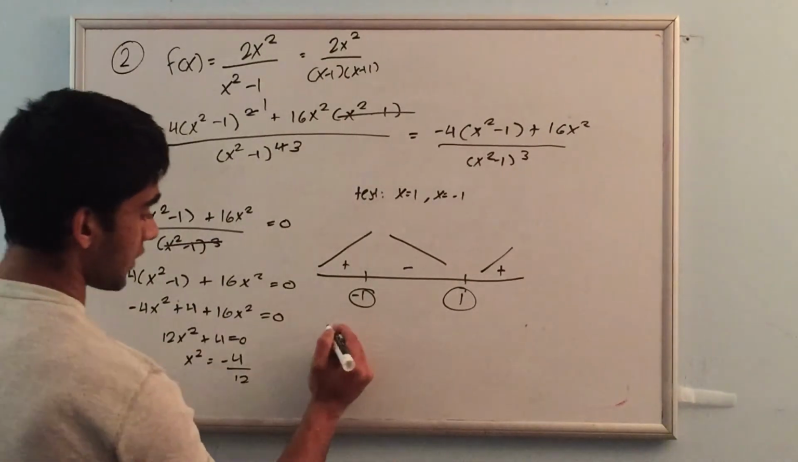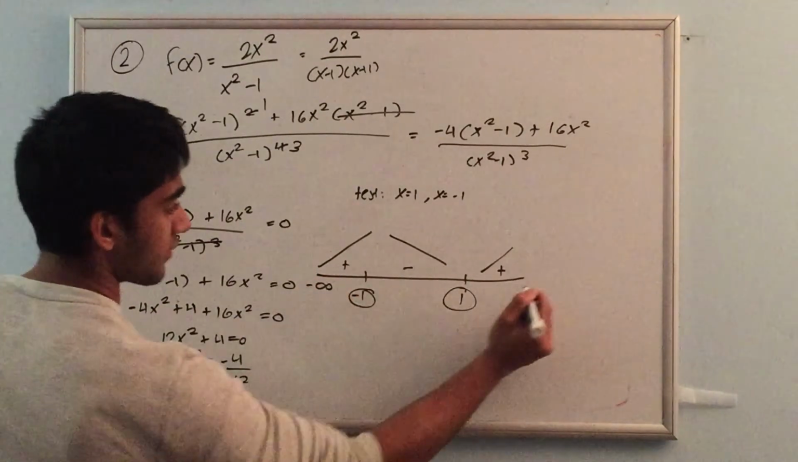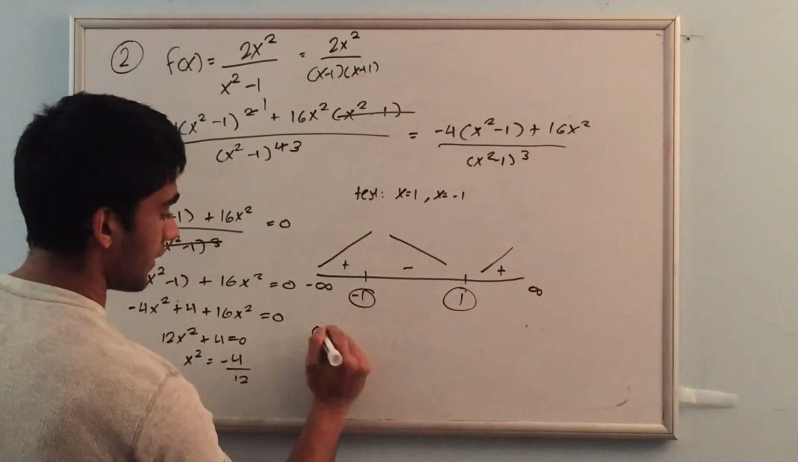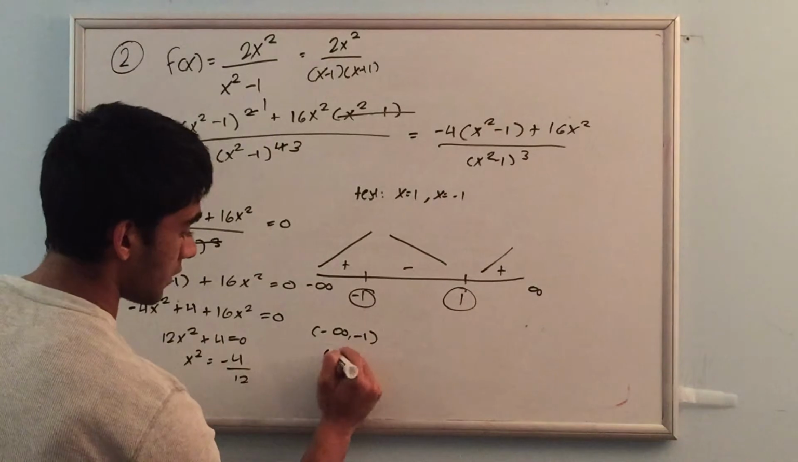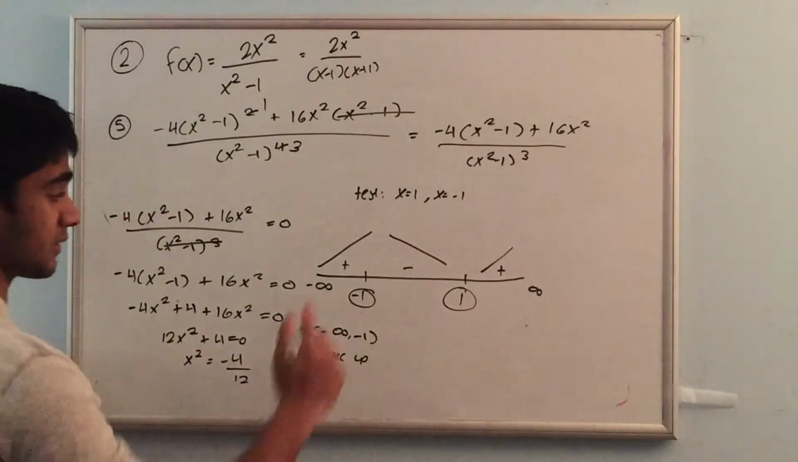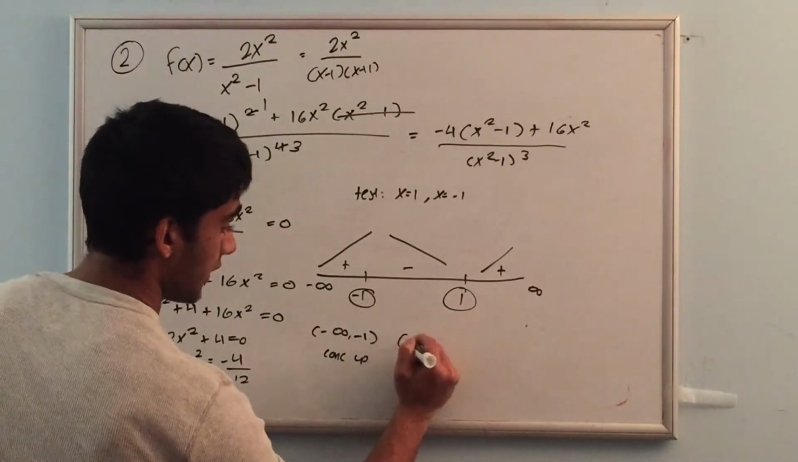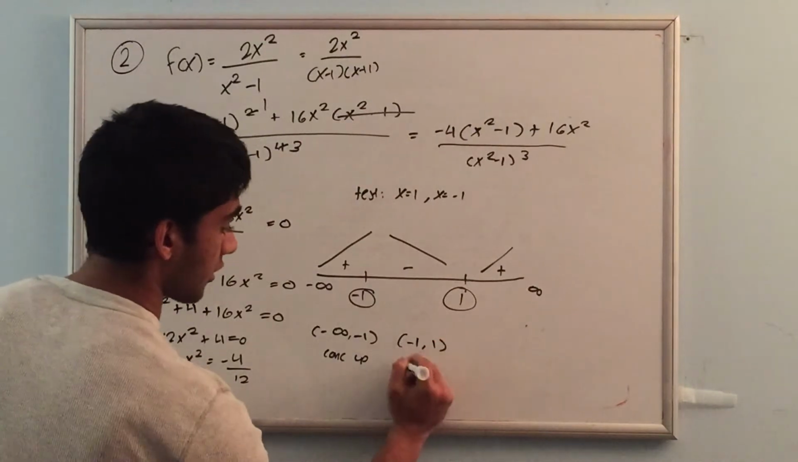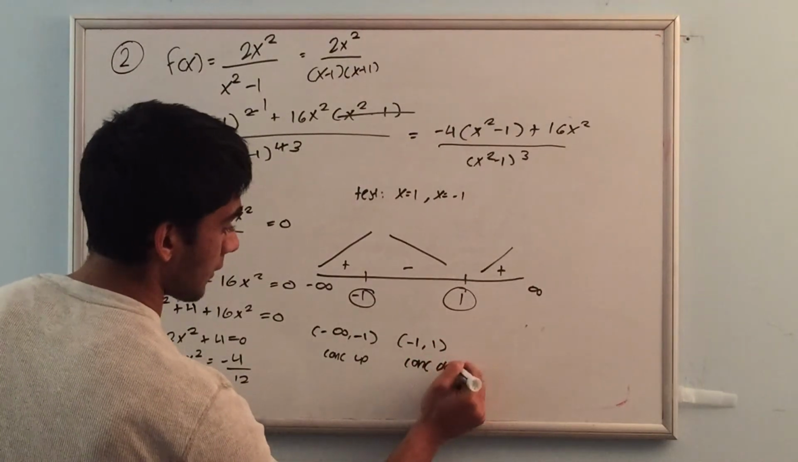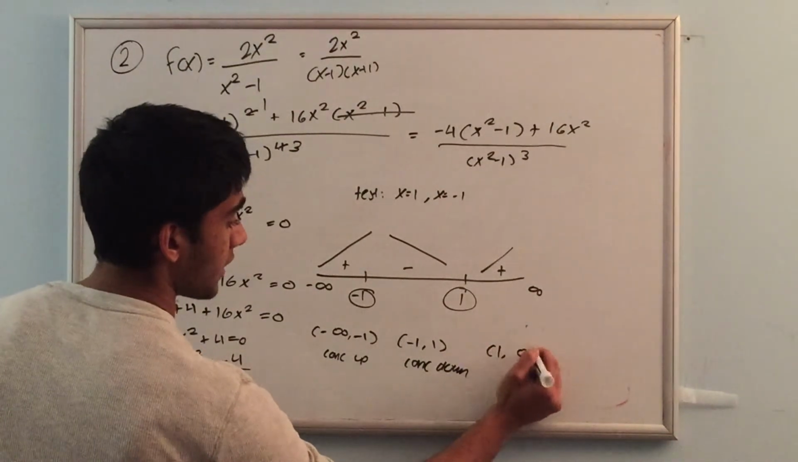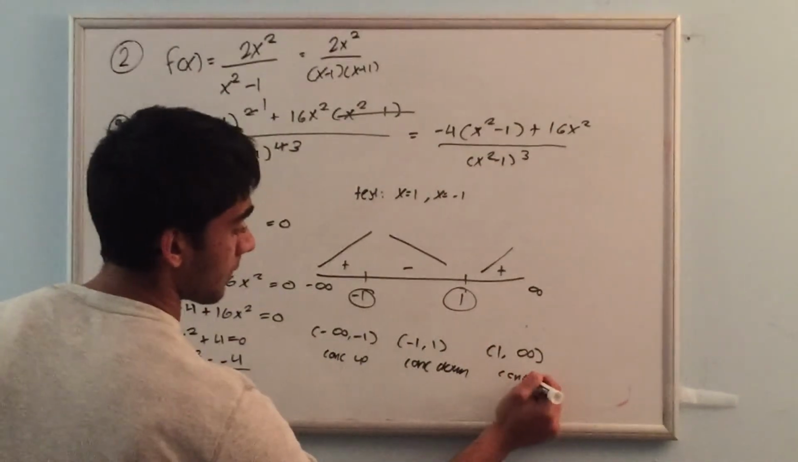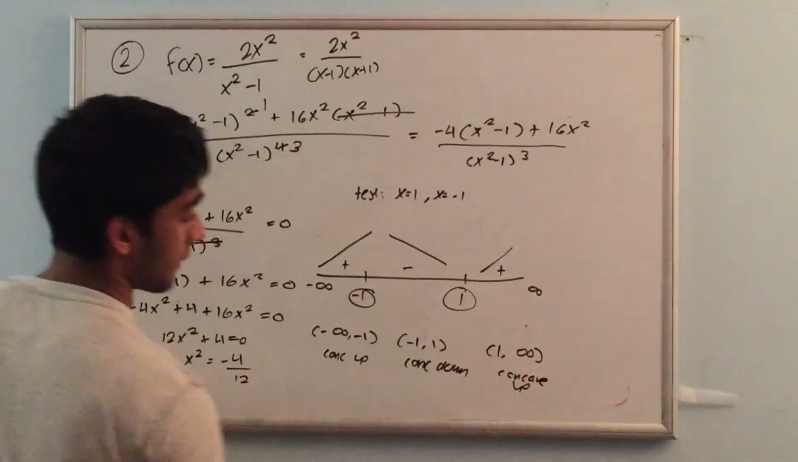So we can say that if you label this as negative infinity and this as positive infinity, from negative infinity to negative 1, it is concave up, since it's a positive sign. From negative 1 to 1, it is concave down, since we got a negative sign. And from 1 to infinity, it is again concave up, since we got a positive sign.